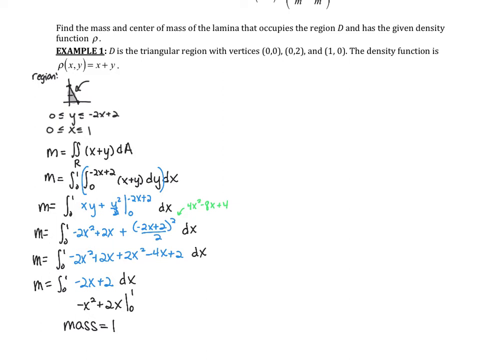But now what we need to do is find the moment with respect to the x-axis and the moment with respect to the y-axis, because that's going to allow us to find our center of mass, which is the next thing that we need to find. So let's start with our moment with respect to the x-axis. It doesn't actually matter which one you choose. So the moment with respect to the x-axis is the integral, same bounds, but we're going to multiply y times that rho function.